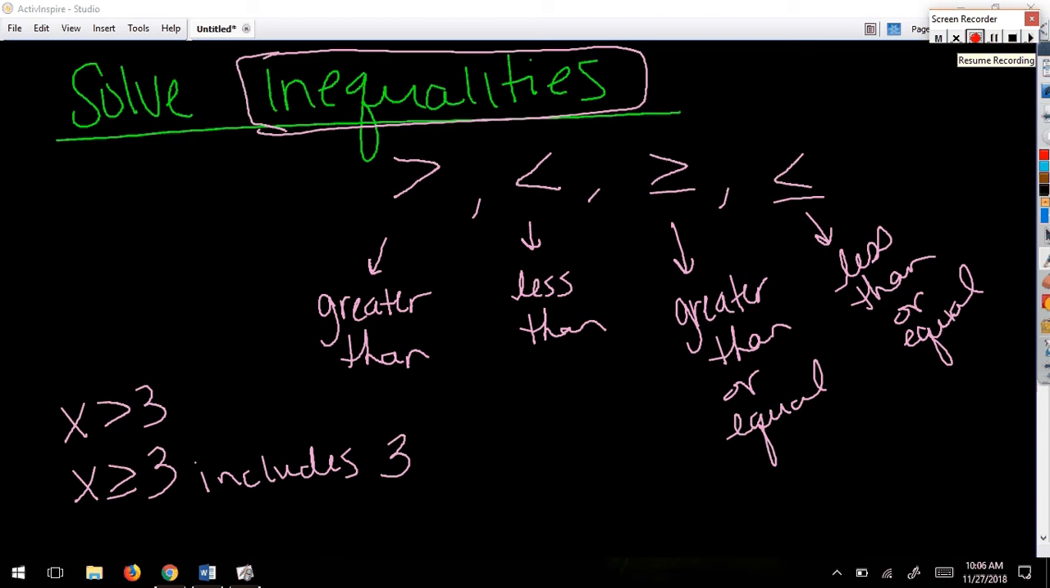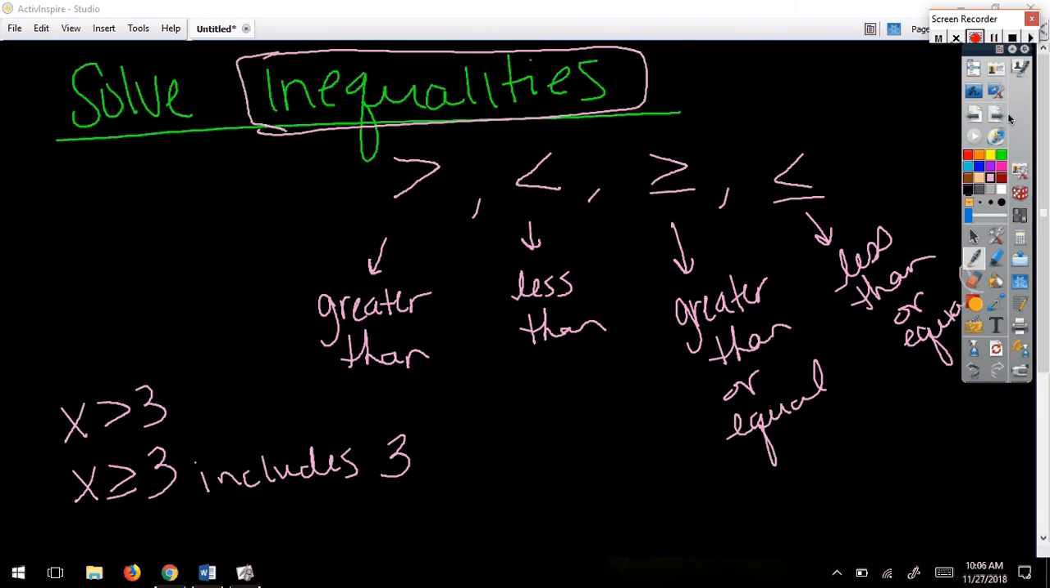Let's talk for just a minute before I show you how to solve these, about what the graph looks like, because these are a lot easier. We're only going to do one variable today. We're not doing X and Y.